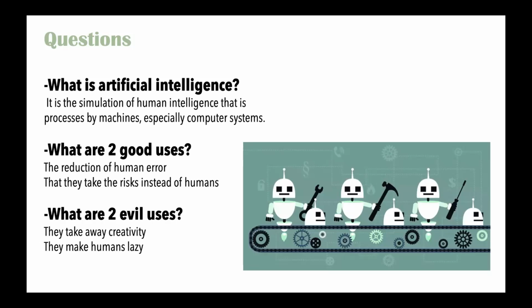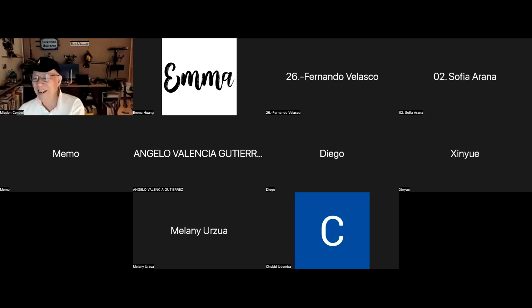Great. And two evil things that artificial intelligence is used for is that it takes away creativity from us and makes us lazy. Okay, I agree. That's possible. Yeah. That can happen. And that's it. Thank you. Great. All right.